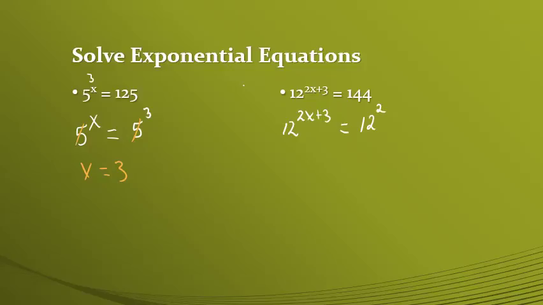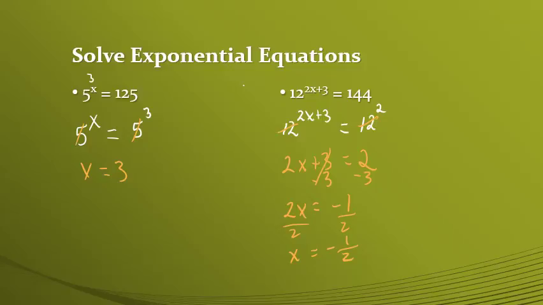Now my bases can cancel, and then I'm left with 2x plus 3 equals 2, and I'm just going to solve this just like I would anything else. We're going to subtract 3 from both sides, so that gives me 2x is equal to, here this cancels, negative 1. Now we're going to divide both sides by 2, and x is equal to negative 1/2.